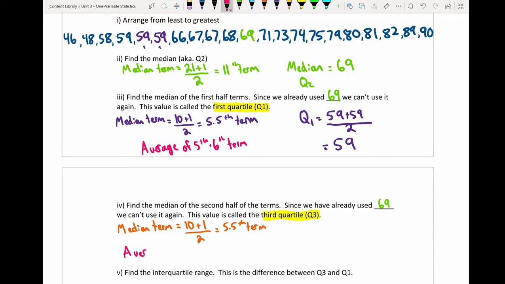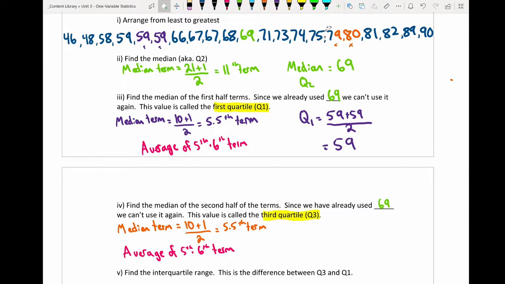Same thing as before, average of the 5th and 6th term of the second half. So if I go through and count 1, 2, 3, 4, 5, I end up at 79. And I count the other way, 1, 2, 3, 4, 5, I end up at 80. So these are my two middle numbers.